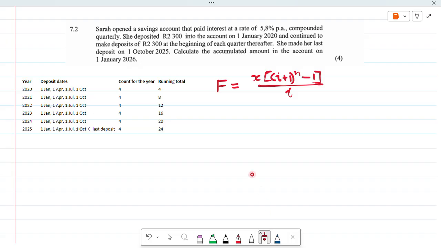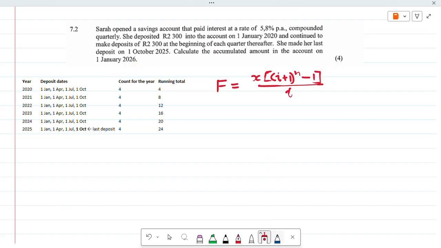So here we are told, in 7.2, that Sarah opened a savings account that paid interest at a rate of 5.8% per annum compounded quarterly. She deposited 2,300 rand into the account on 1 January 2020 and continued to make deposits of 2,300 rand at the beginning of each quarter thereafter. She made her last deposit on 1 October 2025. Calculate the accumulated amount in the account on 1 January 2025.